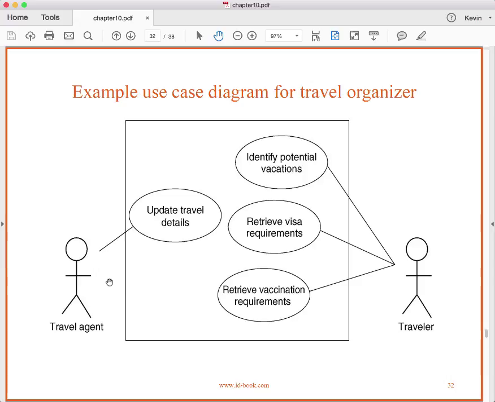Each of those is an actor, okay? And the actor has a name, so we have two actors, travel agent and traveler. And an actor is a role, okay? So it's a role that a user plays as they interact with the system to get their job done. So they could play the role of travel agent or they could play the role of traveler, okay?